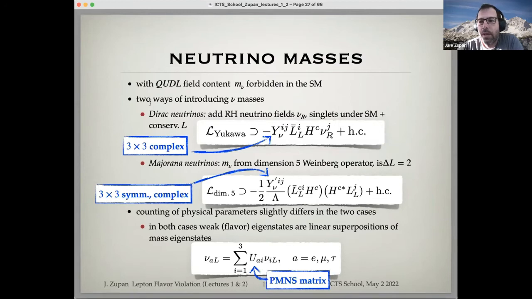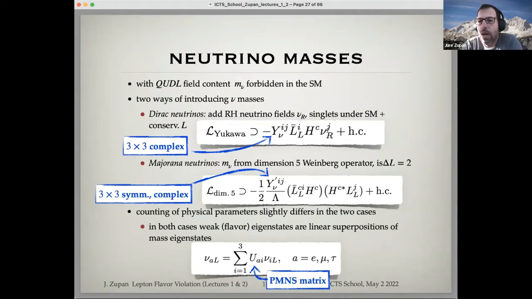You can write it if you introduce an extra set of fields, right-handed neutrino fields, that are singlets under the standard model gauge group. And if we assume that also the total lepton number is conserved, that's what we will end up with: the Dirac neutrinos. So on top of the charged lepton Yukawa, there's also a neutrino Yukawa, and that's it.